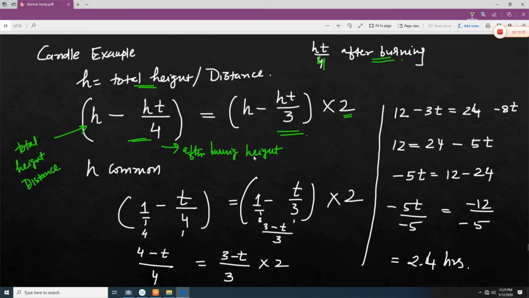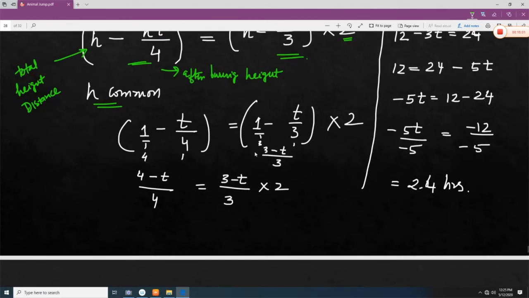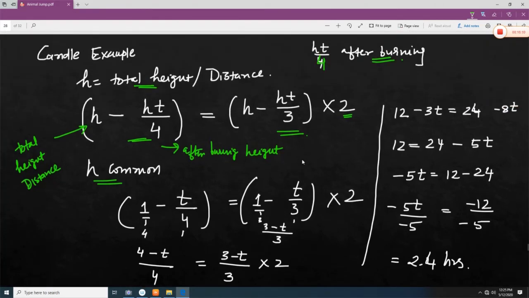So here you have to take out h as common. So 1 minus t by 4 is equal to 1 minus t by 3, multiplied by 2. You take the LCM and the answer is going to come: 12 minus 3t is equal to 24 minus 8t. So 12 is equal to 24 minus 5t. Minus 5t is equal to 12 minus 24. On both sides you have to divide by minus 5. So here t is equal to 2.4 hours.